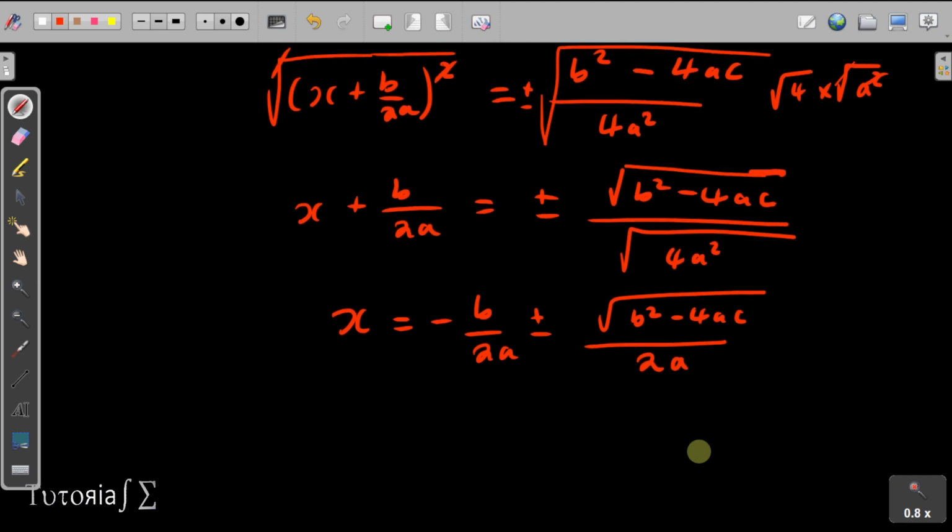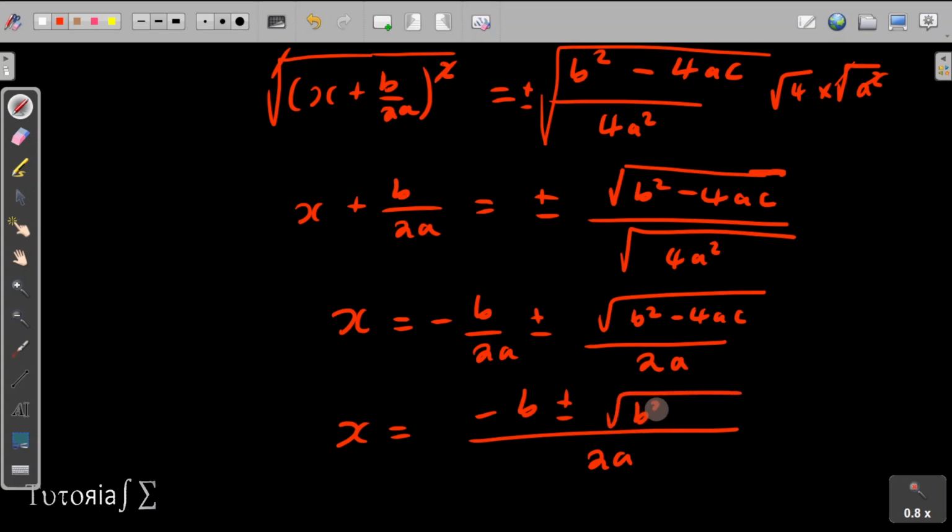And here we have the common denominator, which will be 2a. So this into that is just 1. So we get negative b plus or minus root of b squared minus 4ac, all over 2a, which is the quadratic formula. So we've used the complete the square method to derive the quadratic formula.